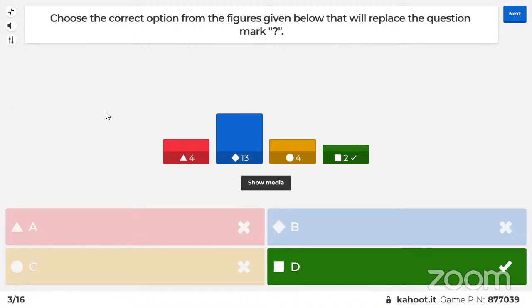Again, replacing the question mark, D is the correct option. Most of you have made it wrong, I think. Okay, let's see the scoreboard again.